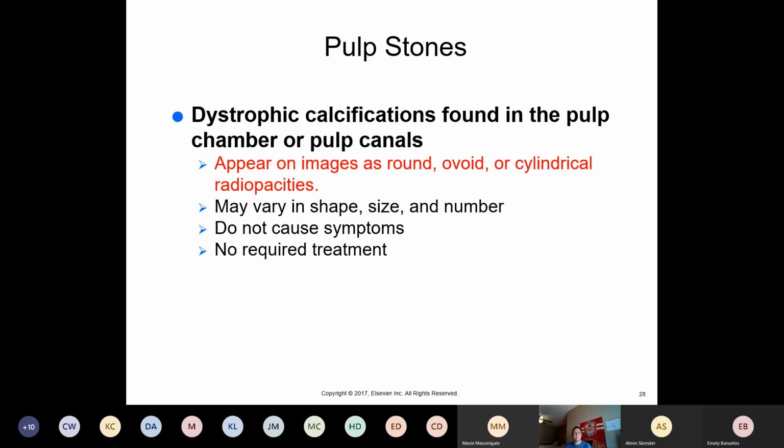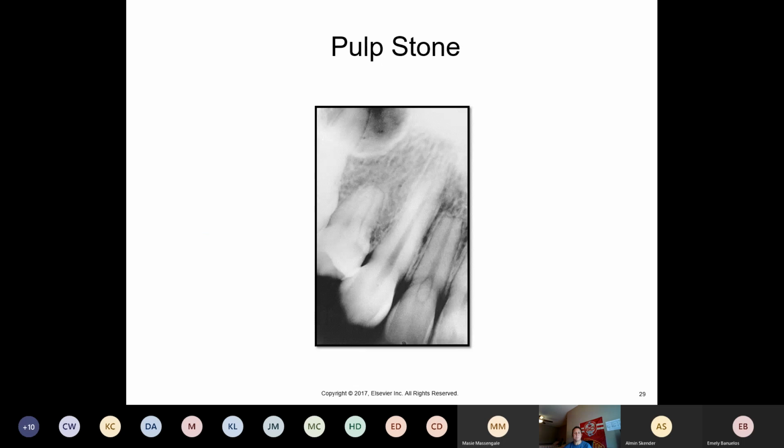Pulp stones are dystrophic calcifications found in the pulp chamber. These appear as little round, ovoid, or cylindrical radiopacities. So all of these things are going to appear radiopaque, or lighter or white, because they are more dense. Again, these stones can vary in shape and size, and usually don't cause symptoms. No treatment is required. We just usually find them on x-rays. I've seen quite a few of them in our clinic.